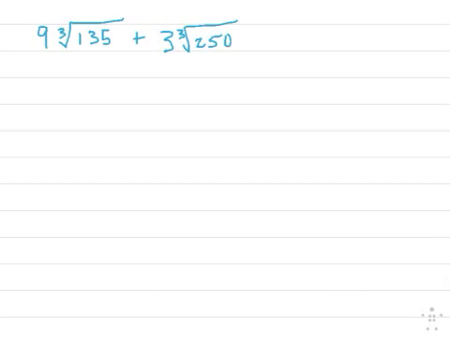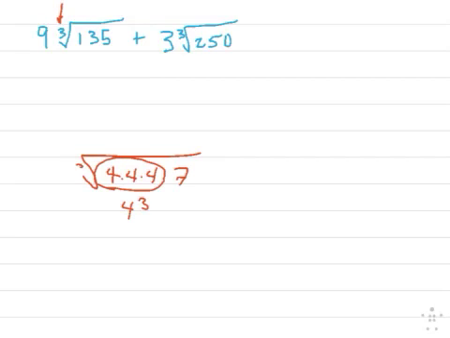All right, let's simplify this radical expression. Notice that we've got a cube root. That cube root means that if I have a factor that has, let's say, 4 times 4 times 4 times 7, then that right there is 4 cubed. And so the cube root of 4 cubed is just 4. They cancel each other out.